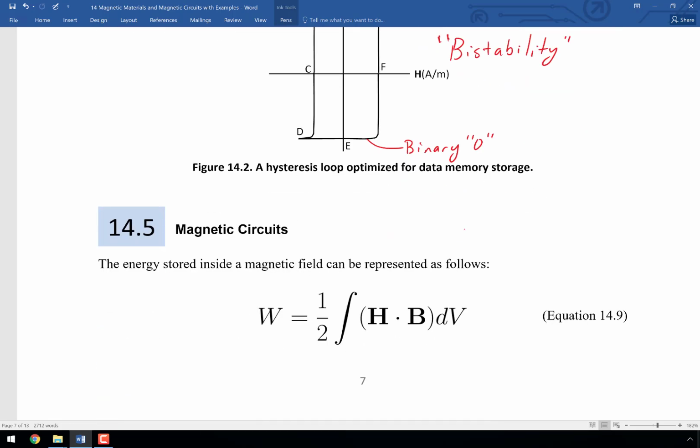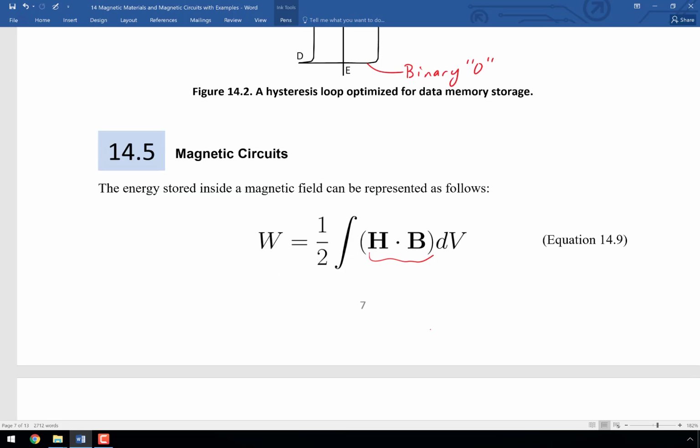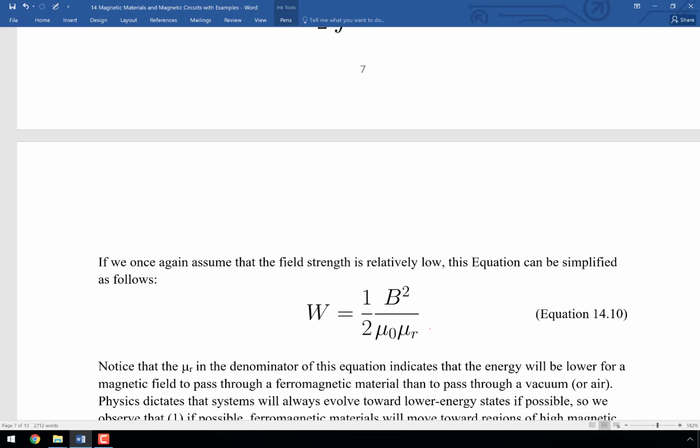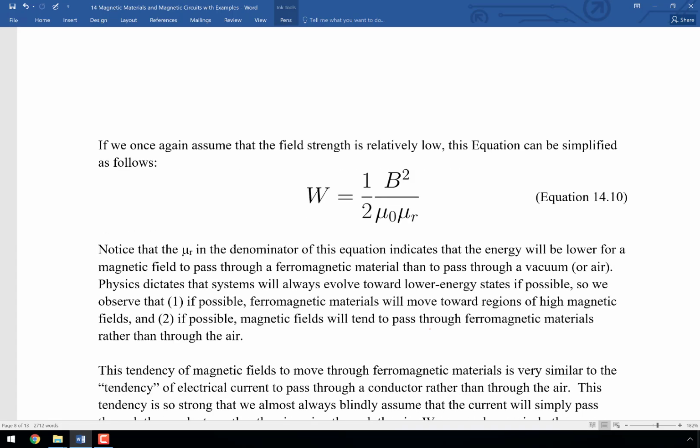Okay, let's finish up today by talking about magnetic circuits. I need to first of all explain why magnetic circuits are a thing. We're going to just briefly mention the energy stored in a magnetic field. You can actually represent this as the integral of H times B. This is exactly the same thing that we saw when we talked about the energy stored in an electric field. If it turns out that our assumption that B and H are proportional to each other is valid, then that equation can be reduced down to this equation. So what I want you to notice here is that the energy that is stored in a magnetic field is inversely proportional to mu sub r.